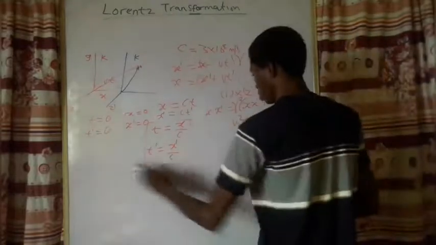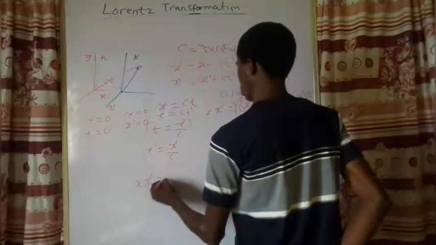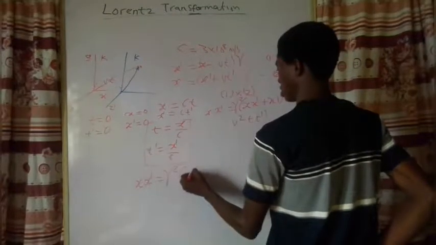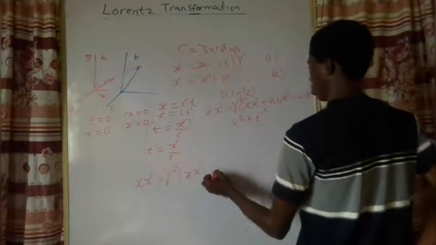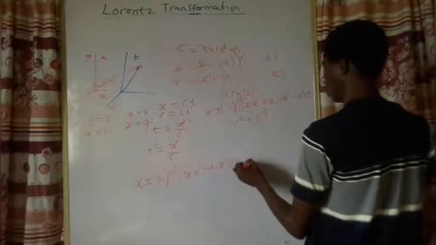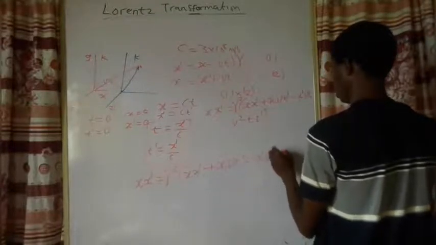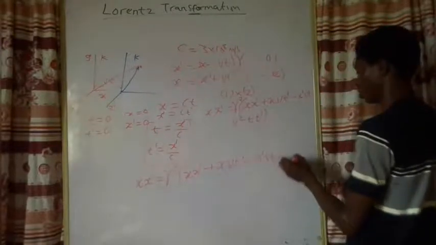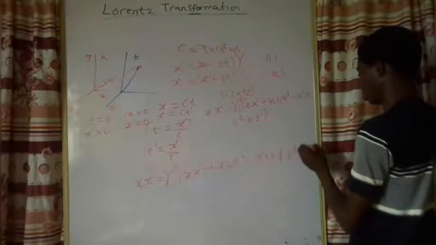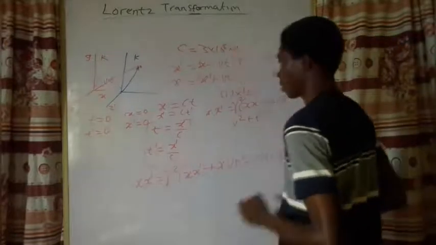So let me bring it out here so that we can really look at it and see. So this X prime equals gamma square into X prime plus XVT prime minus X prime VT, not VT prime, plus V square T prime, right? So this is what we have. Now what must we do?